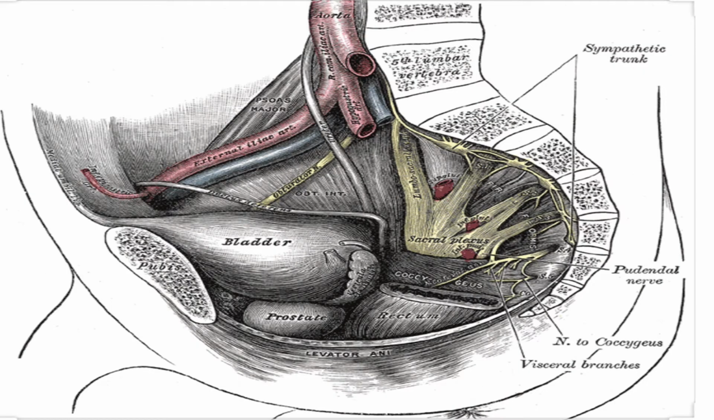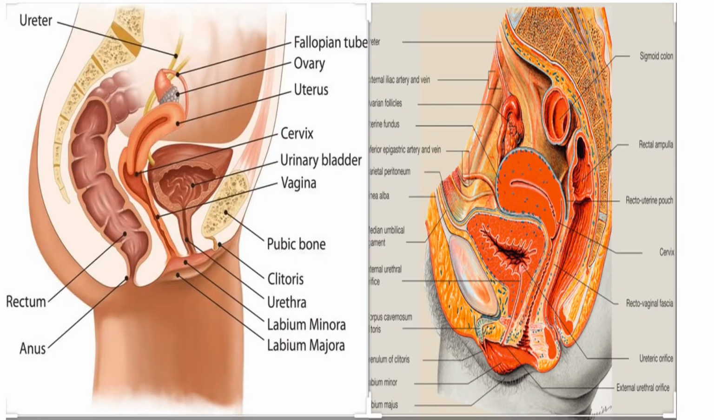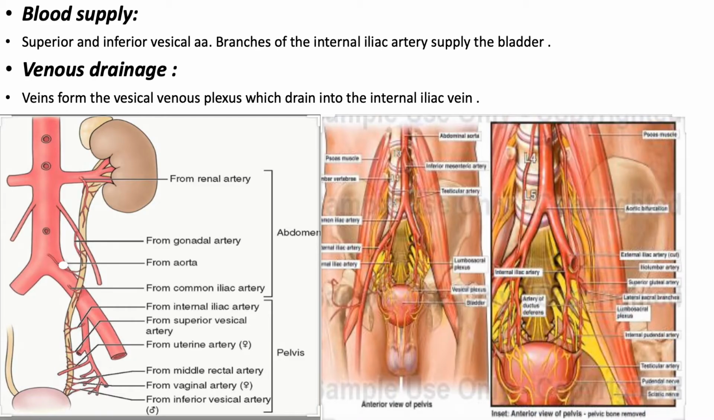Now the nerve supply of the bladder: it has sympathetic and parasympathetic nerve supply. The sympathetic nerve supply comes from the lumbar ganglia through the hypogastric plexus to the first and second lumbar ganglia, while the parasympathetic comes via the pelvic splanchnic nerve from the second, third, and fourth sacral nerves, and passes to the inferior hypogastric plexus and will supply the bladder.